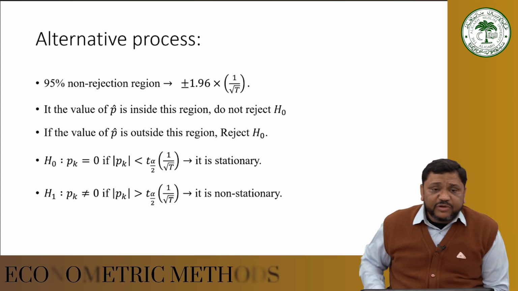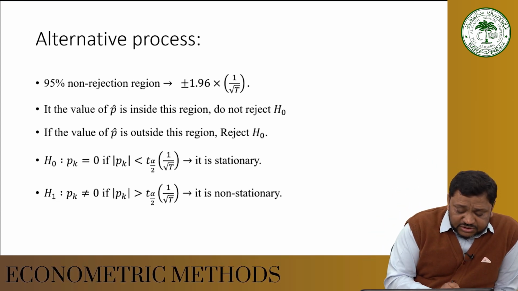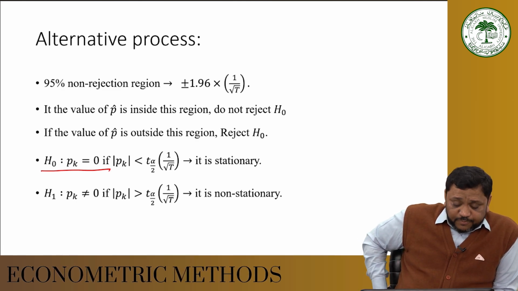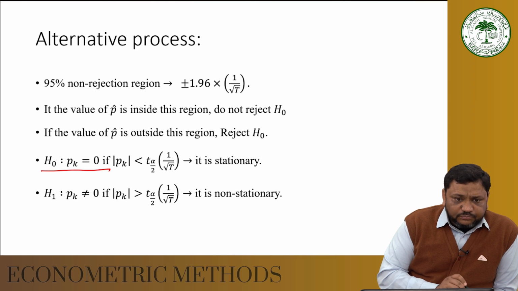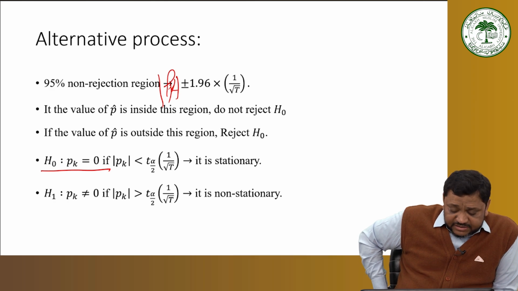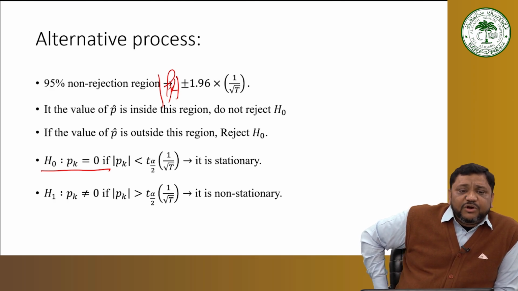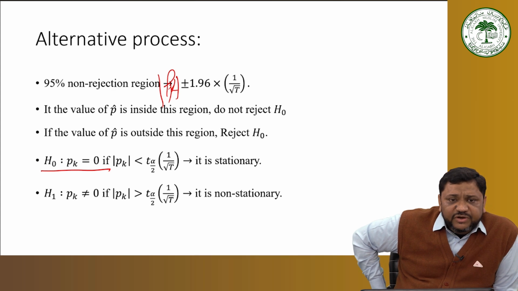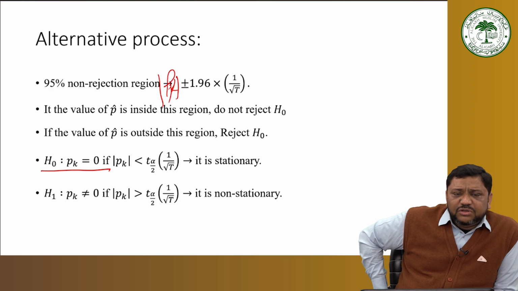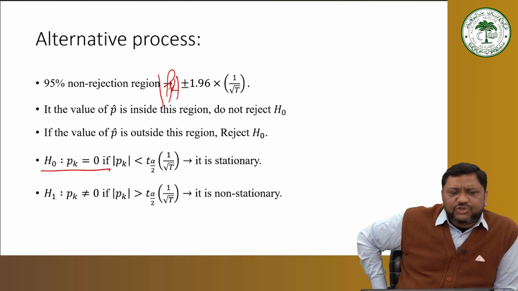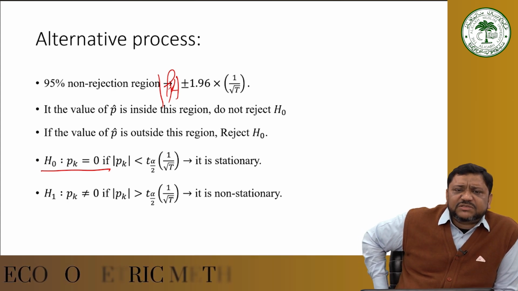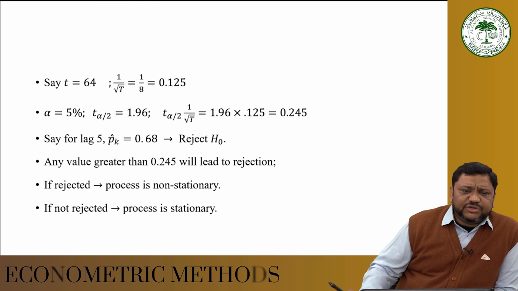Now what is the null hypothesis? The null hypothesis is rho k is equal to 0. So if rho k is less than t alpha upon 2, that is alpha divided into two parts since it is a two-tailed test, times 1 upon root T, then we accept. So if rho k is equal to 0, the process is stationary. If rho k is not equal to 0, that is if the null hypothesis is rejected and the alternate is accepted, then the process is not stationary.